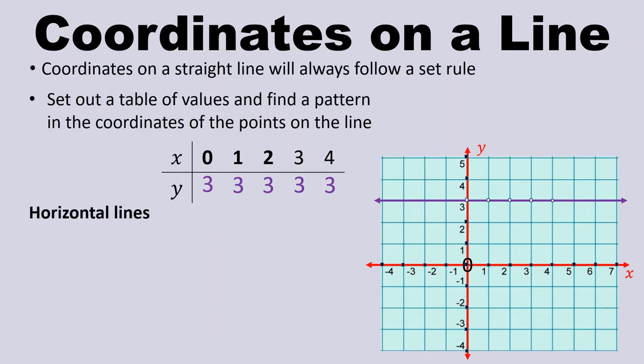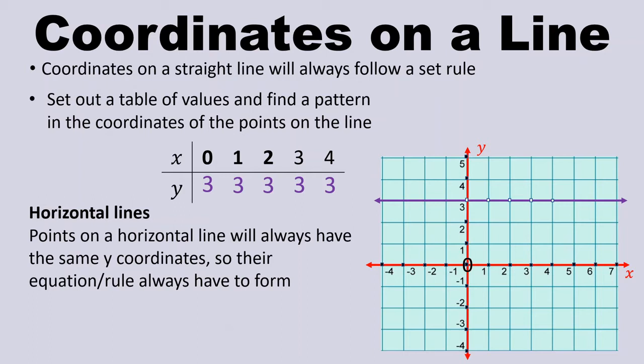For horizontal lines, the points will always have the same y-coordinate. Notice how all of these points are lined up with the same value on the y-axis. So our rule will always have the form y equals some number. And by setting out a table of values or looking at the pattern in the coordinates, you should be able to clearly figure out what that number is. So in this case, the equation of our line is y equals 3.